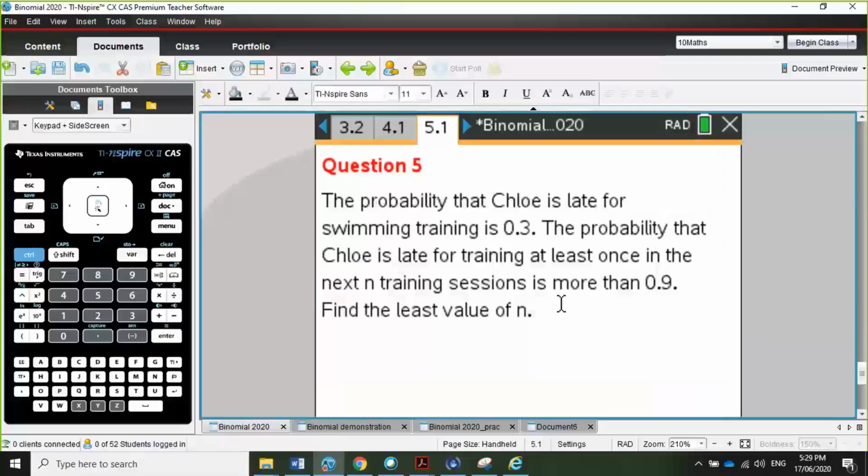Okay, last question. The probability that Chloe's late for swimming training is 0.3. The probability that Chloe is late for training at least once in the next N training sessions is more than 0.9. Find the least value of N. That means the smallest possible value of N. So in this case, we don't know the number of trials. So we're going to need to solve an equation and work out what the N value is.